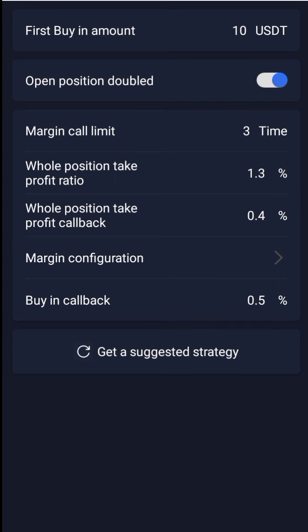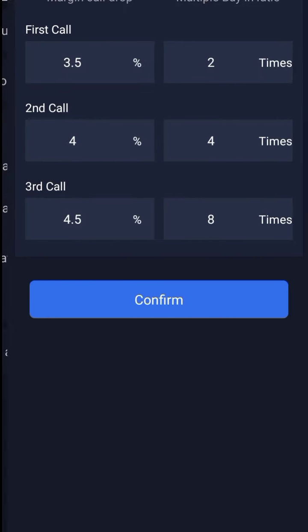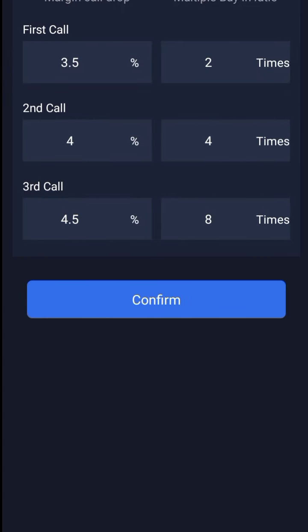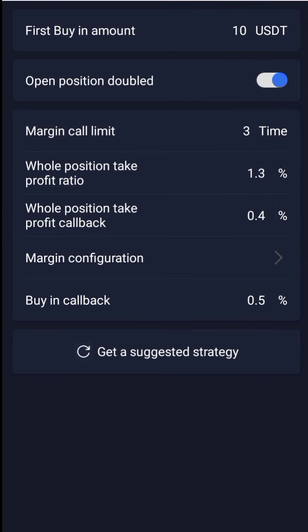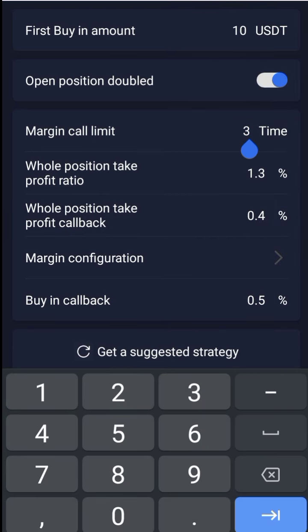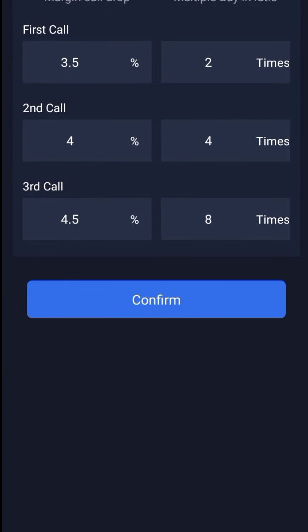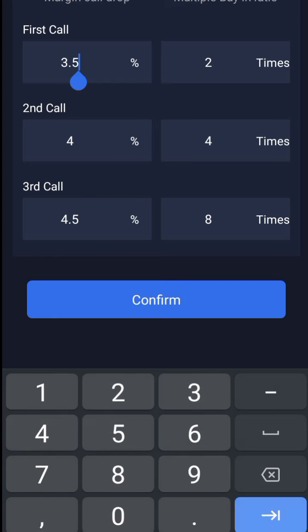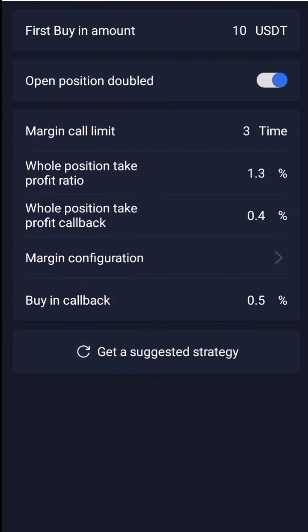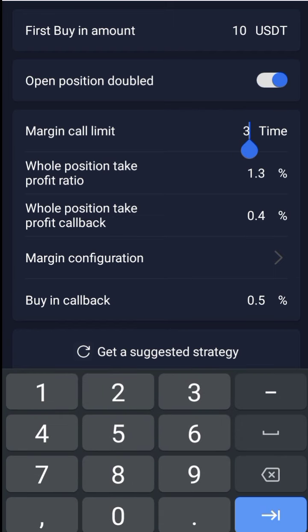Then the next thing we are going to do is we click on margin configuration. The margin configuration, since it is 3, as you can see, let's go back. Here is 3 times, right? That is why we are having 3 configurations: first call, second call, and third call, right? If you put more than 3 here, it's going to be more than 3. If you put 4, it's going to be 4.